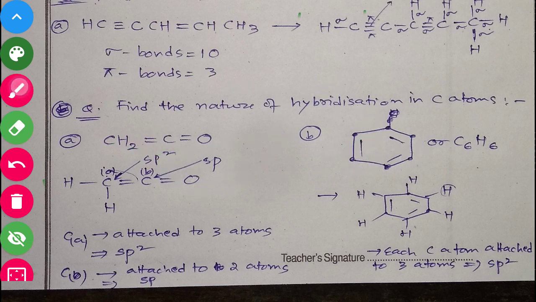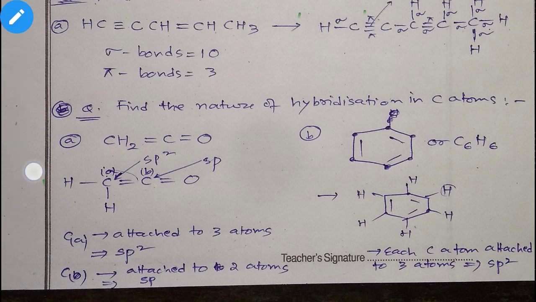Now the last one is the question. How will you do it? Find the nature of hybridization in the carbon atoms. First of all the compound is given, but I'll write it like this, because CH2 means C and two hydrogens. These hydrogens you can write up or down, anywhere. So CH2 double bond C double bond O. One by one I'll try to find out the hybridization.